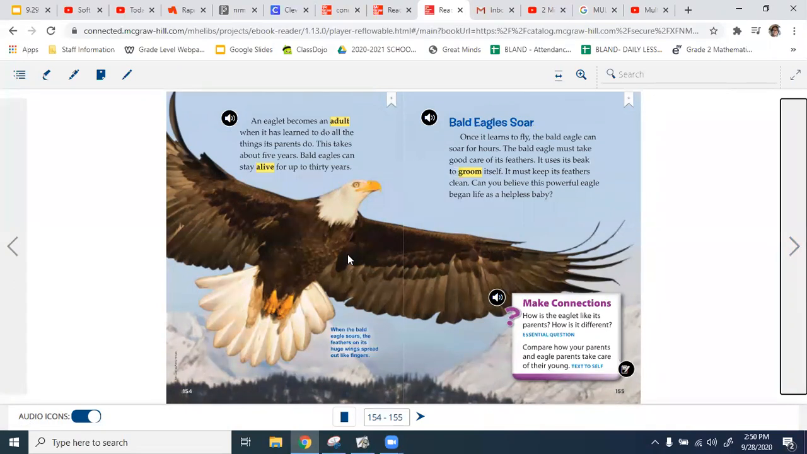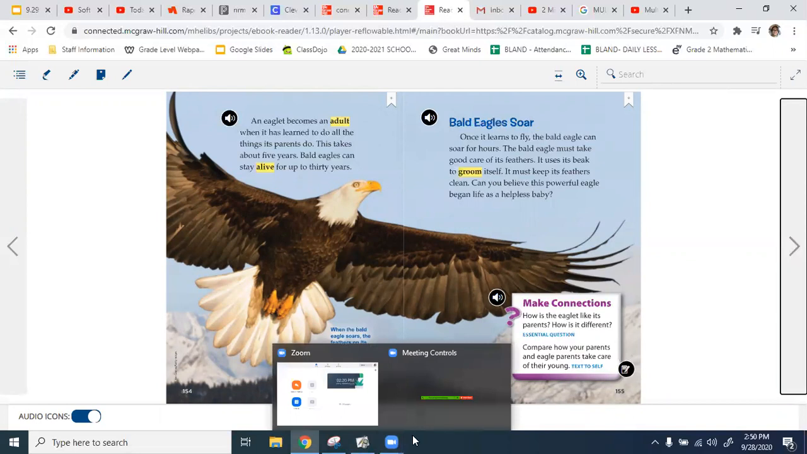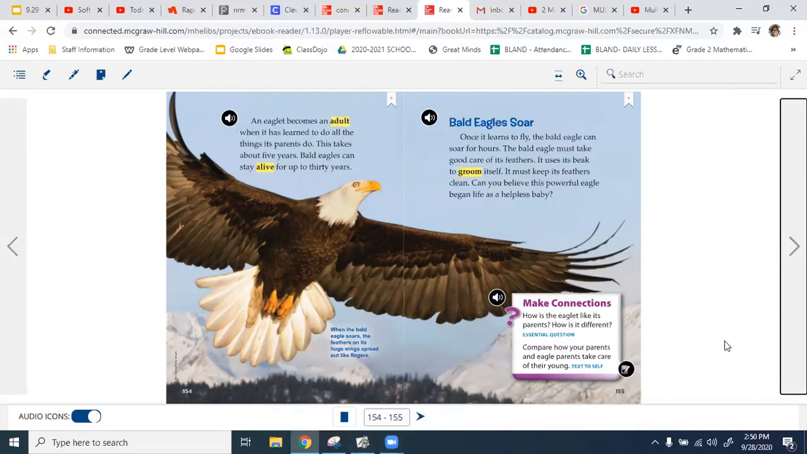Write that answer on your paper. Be sure to put the number or the number word and the word years. The next question says, look at the caption on 154. What do you learn from the eagle's feathers?